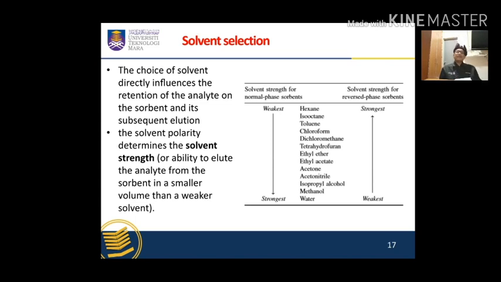The choice of solvent directly influences the retentive property of the analyte on the solvent and its subsequent elution. So it is critical to choose the correct solvent to elute our sample of interest. You can see the relative strength for normal and reverse phase solvents in this table. In normal phase SPE, the weakest solvent is hexane, meanwhile the strongest solvent is water. In contrast, for reverse phase solvent, the strongest one is hexane, meanwhile the weakest is water.